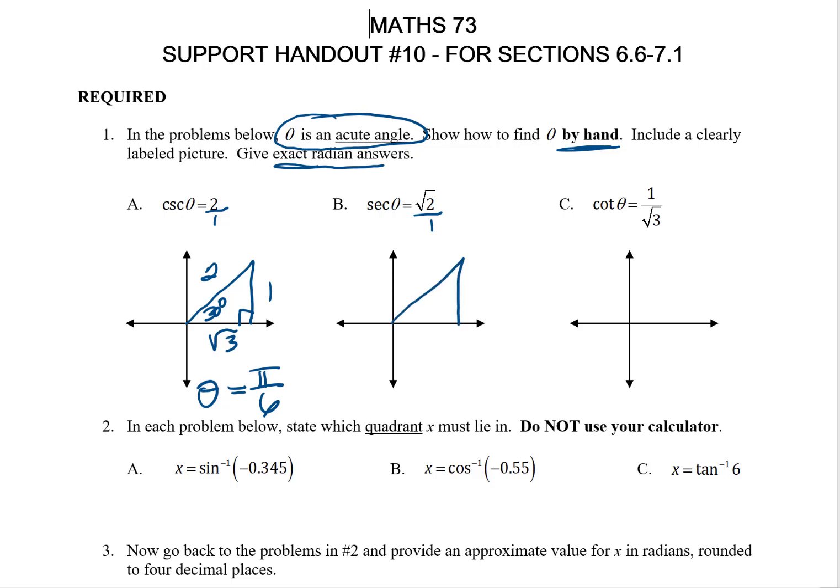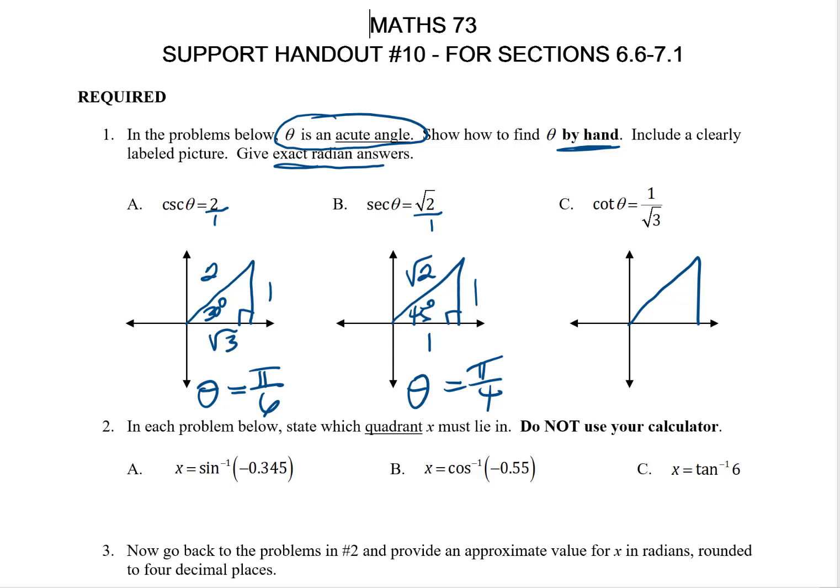Again, I know I'm in the first quadrant. Secant is the reciprocal of cosine, so the cosine ratio would be 1 over root 2, adjacent over hypotenuse. Of course, this is just our 45, 45, 90 special triangle, which means my angle is 45 degrees, or in radians, pi over 4. And finally, another first quadrant angle, cotangent.